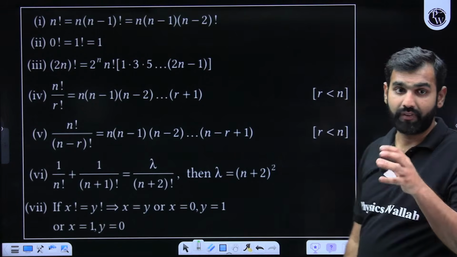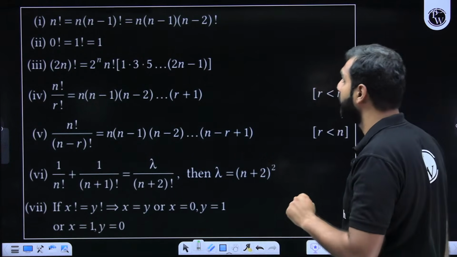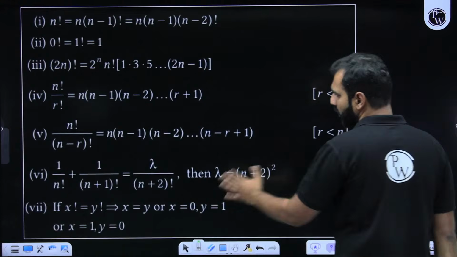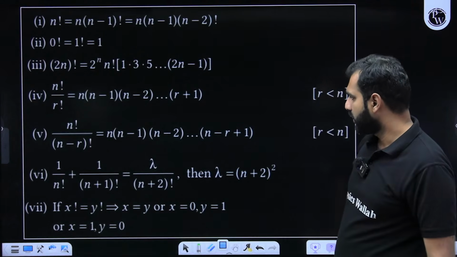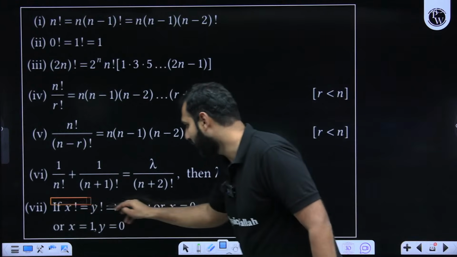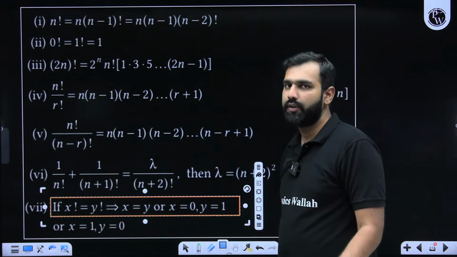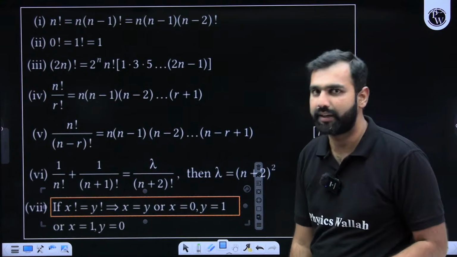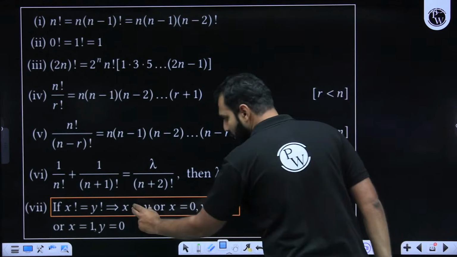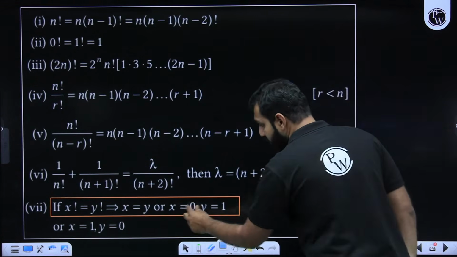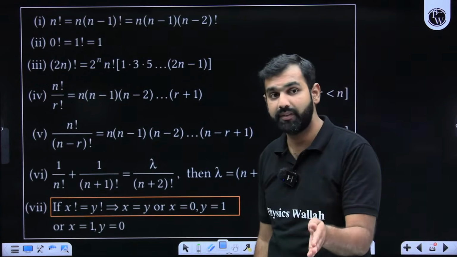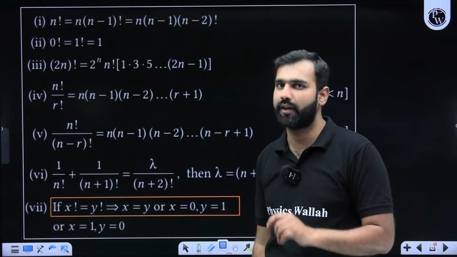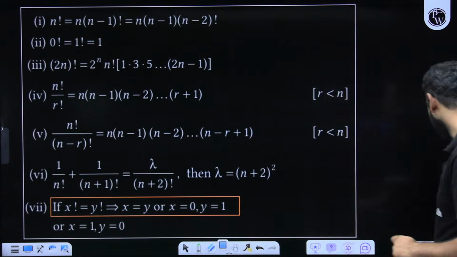Something related to factorial, you've got to remember them. What do I mean by that? A few basic properties are there. If I could highlight the important ones, you should remember this one: if x factorial and y factorial are given equal, then you don't always conclude that x and y are equal. There, of course, x and y could be equal, or x could be 0 and y could be 1, or x could be 1 and y could be 0, because the problem is that 0 factorial and 1 factorial both are 1. So remember that, right?